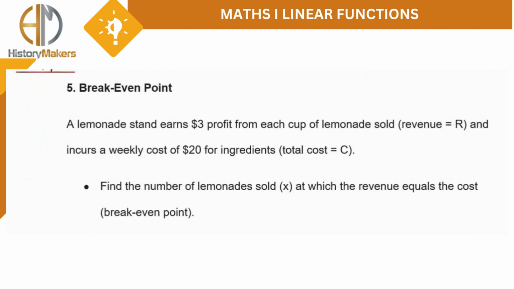We have what we call the break-even point. A lemonade stand makes $3 profit from each cup of lemonade sold. So the revenue is R. And then they incur a weekly cost of $20 for the ingredients. Find the number of lemonades sold at which the revenue equals the cost. So profit equals expense. This is what you call the break-even point, where the profit equals the expense.